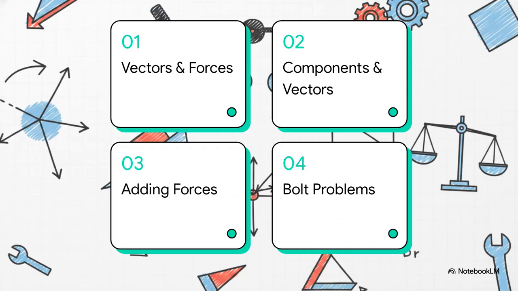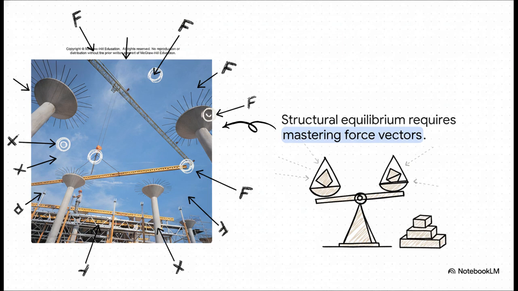Here's our game plan for today. First, we'll hit Section 1, Vectors and Force Fundamentals. Then, Section 2 covers components and unit vectors. After that, we'll move into Section 3, adding forces for equilibrium, and finally, the main event in Section 4, solving bolt force problems. We're building this really logically, starting from the basic theory and working right up to applied problem solving. To get started, I want you to picture the real-world applications here.